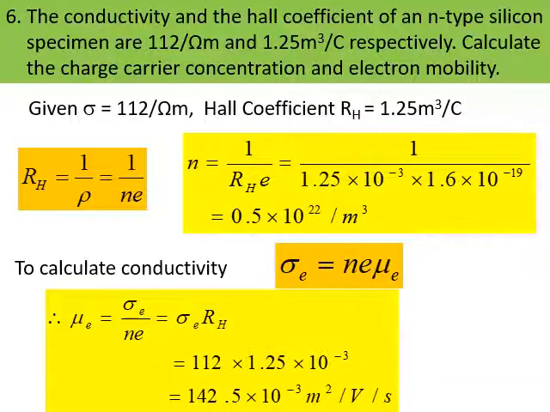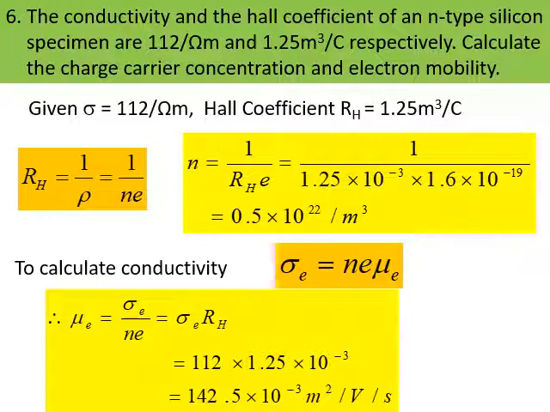The problem is: the conductivity and the Hall coefficient of an N-type silicon specimen are 112 per ohm meter and 1.25 meter cube per coulomb respectively. Calculate the charge carrier concentration and electron mobility. In this problem, the conductivity of the silicon specimen is given as 112 per ohm meter, and the Hall coefficient RH is given as 1.25 meter cube per coulomb.